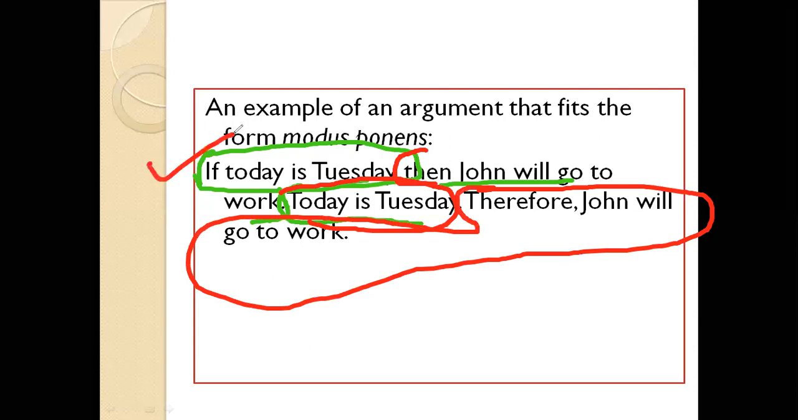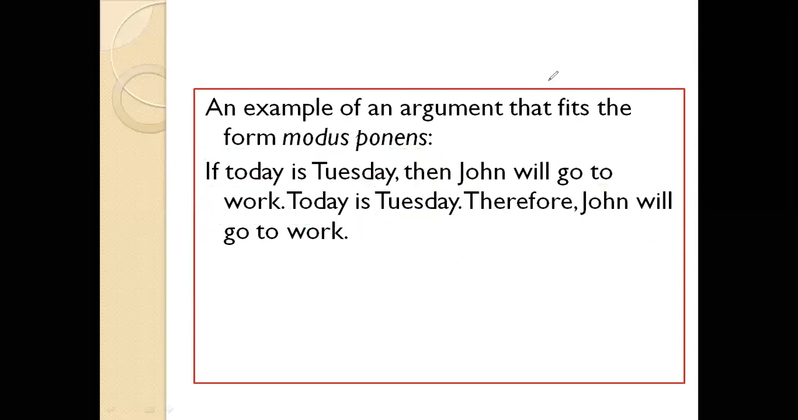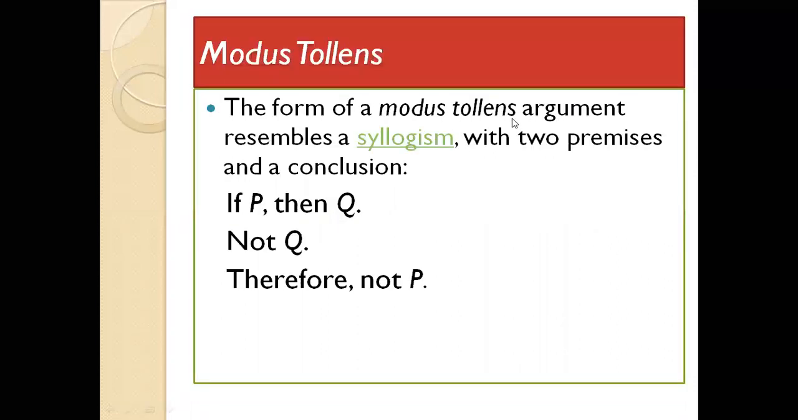Got it? This is the antecedent part. This is the consequent part, and the given antecedent part is happening. So as far as the modus ponens rule is concerned, the consequent is happening also. That is, therefore John will go to work. With this example, I hope that the concept of modus ponens is now very clear to you. Now coming to modus tollens.